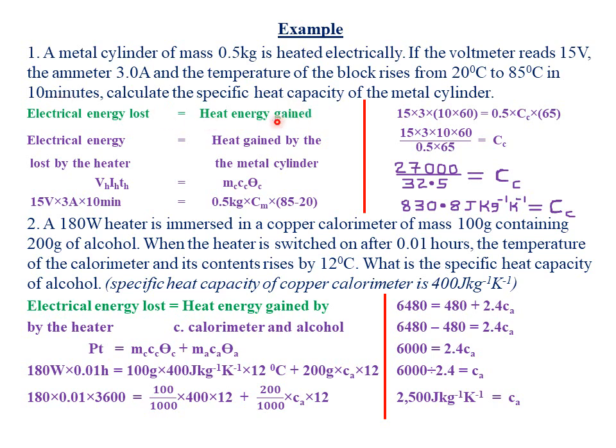Then the heat gained by our metal cylinder will be given by mass of the metal cylinder times specific heat capacity of the metal cylinder times change in temperature for the metal cylinder. So this will be the mass of the metal cylinder, which we are given as 0.5 kg, multiplied by the specific heat capacity of the metal cylinder, we are calling it C metal cylinder, multiplied by the change in temperature for the metal cylinder.